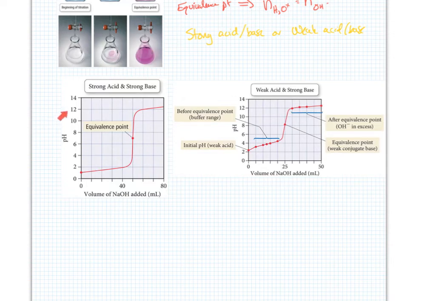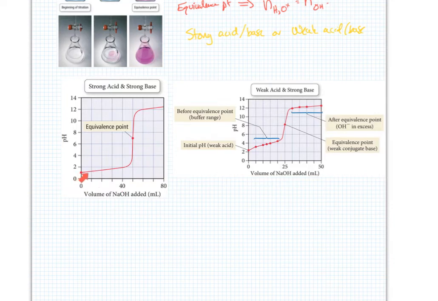So we can make a plot of volume of base added. Now this is NaOH. You should be able to identify that NaOH is a strong base. Volume of base added versus pH. And this particular case is the strong acid, strong base case. And what we can make is what's called a titration curve. So we plot the pH on the y-axis. We plot the volume of base added in this case on the x-axis. This could be acid added depending on the situation.